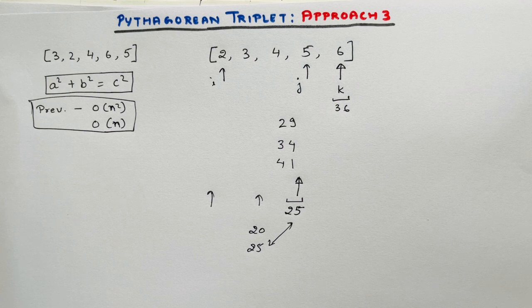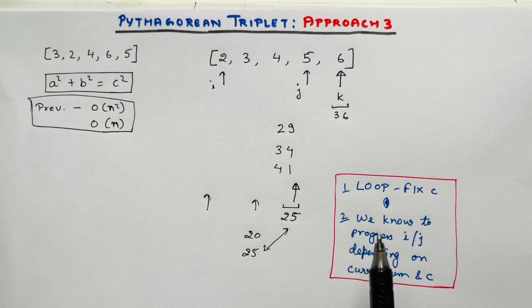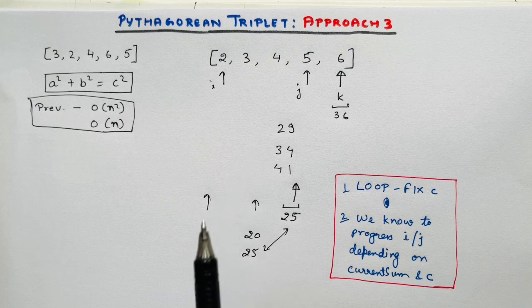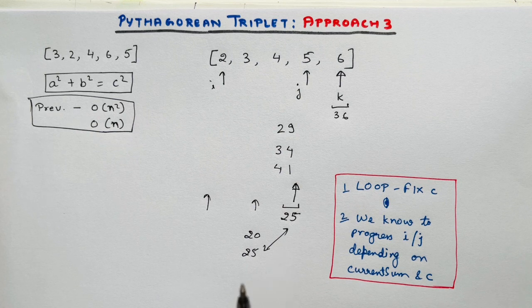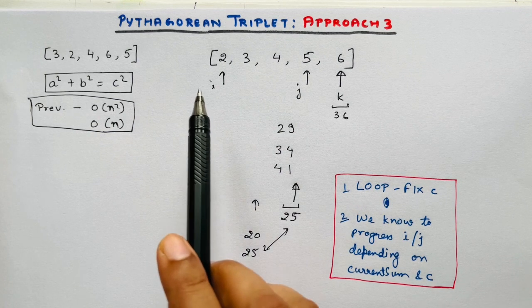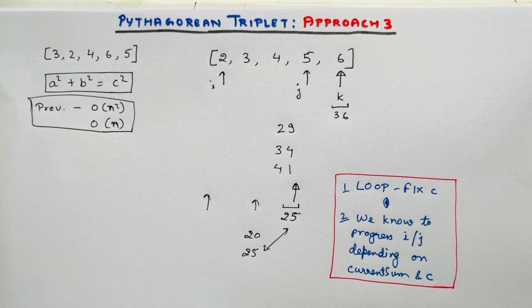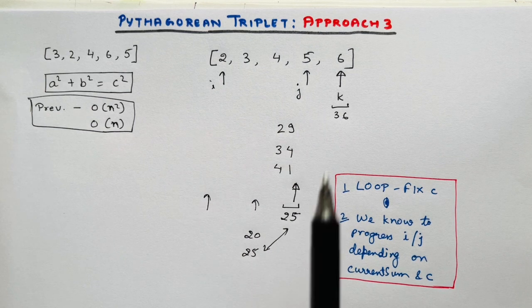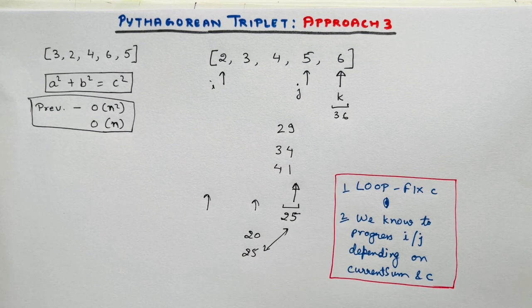So let's make a few observations of what we did. First thing is that we are running a loop, and in every iteration we are fixing a C. Second thing is, once C is fixed and we are trying to find the A and B, we don't have to run two nested loops, because when we start from the two extremes in the sorted array, we know that only one pointer has to move forward, and we can determine whether I has to move or whether J has to move based on the current sum of the squares of these elements and the required sum. So what will our approach look like?